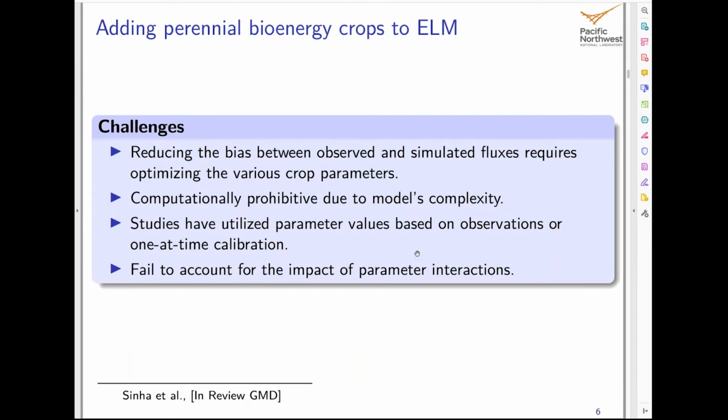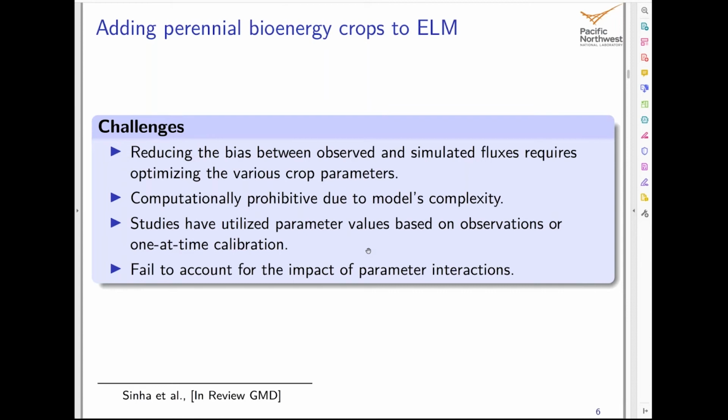Now in ELM, after the addition of perennial bioenergy crops, we also need to think about what parameters to use for these bioenergy crops. The reason is that currently the crop models in ELM require more than 100 parameters, and most Earth system models utilize default global parameter values. This results in biases in the fluxes estimated using those default parameters as compared to the observed fluxes. To resolve that issue, we try to optimize the parameters to find the optimum parameter range for different crop species and different geographic locations.